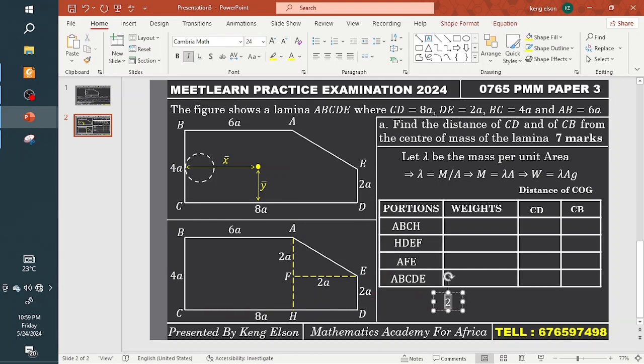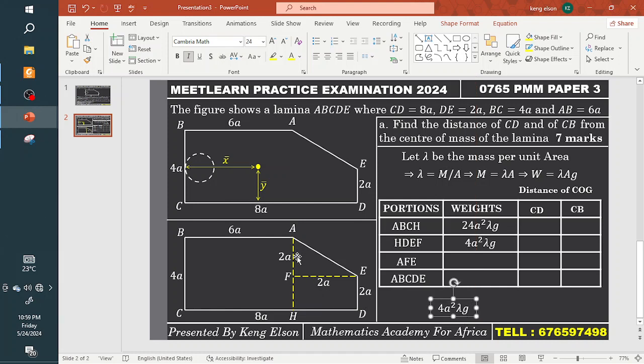So just explain that the area of the first portion is a rectangle, so it's going to be 6 times 4, 24. So 24a squared, then lambda g. We copy and paste. Then the next one is this little square here, 2 and 2, so we are going to have 4a squared lambda g. Then copy and paste again.